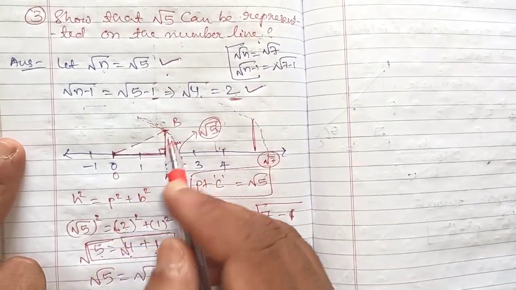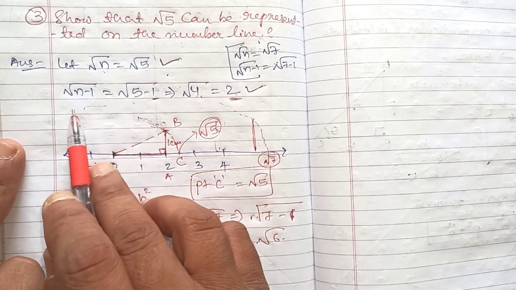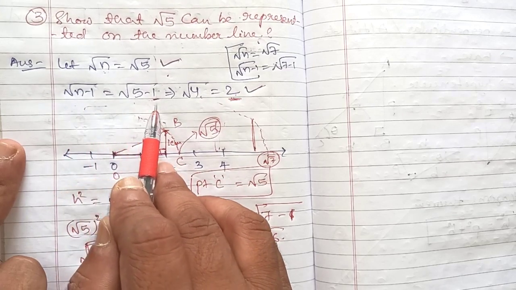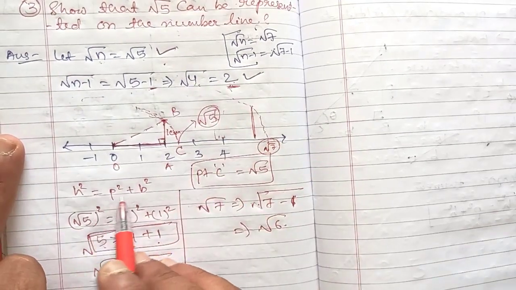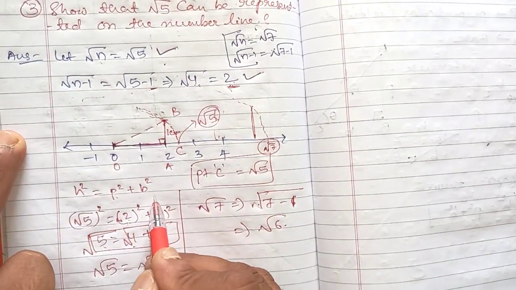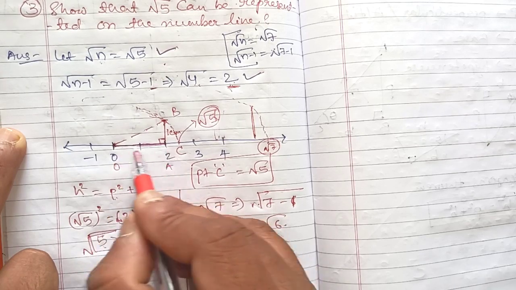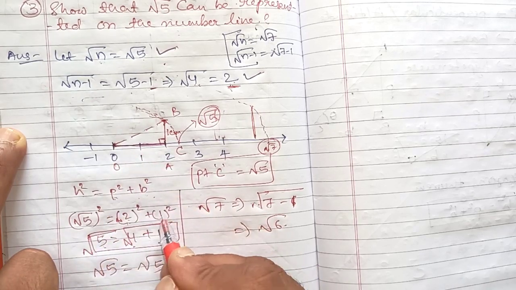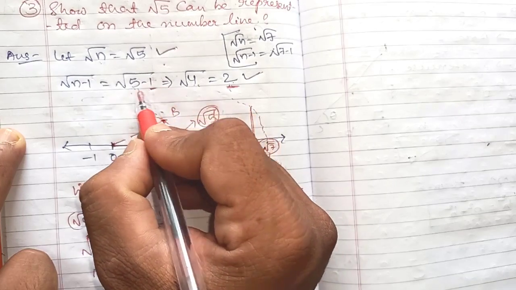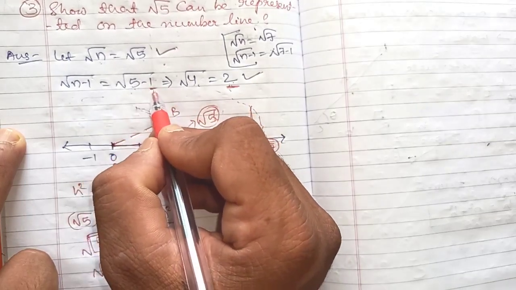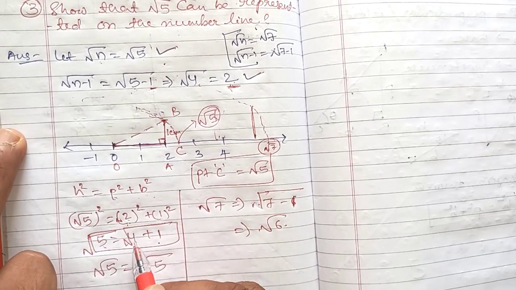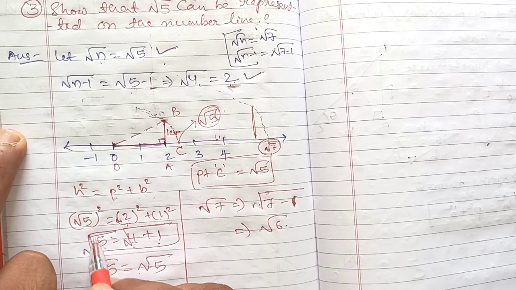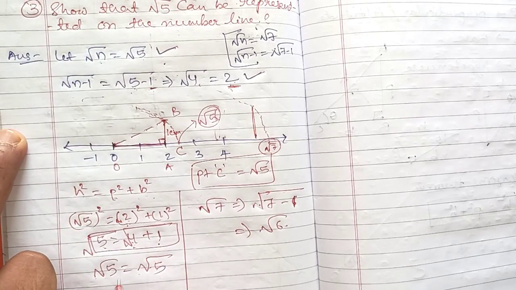Once again I will explain. Root n equals root 5, root n minus 1 is root 5 minus 1, that is root 4, and root 4 equals 2 centimeter. Here I have used the Pythagoras theorem, h square equals p square plus b square. What is p? P is 2. What is b? B is 1 centimeter I have taken. Why? Because 5 minus 1, we have subtracted 1 from 5, so always you will take 1 squared here. So 2 squared is 4, 1 squared is 1, 4 plus 1 is 5, and if I put the square root on both, we get root 5.